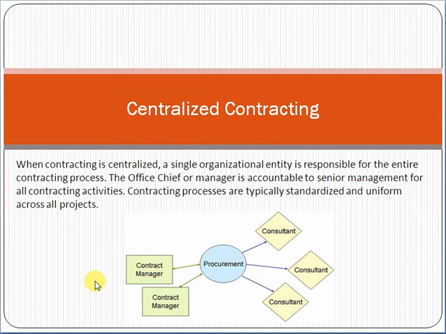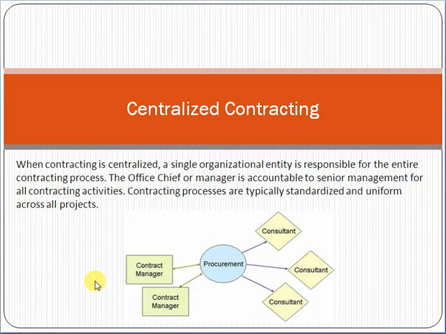Today we'll discuss a topic: centralized contracting. Friend, this is a topic which is directly related to project management and we will see this topic in detail with respect to project management, PMI or PMBOK, the Project Management Body of Knowledge.